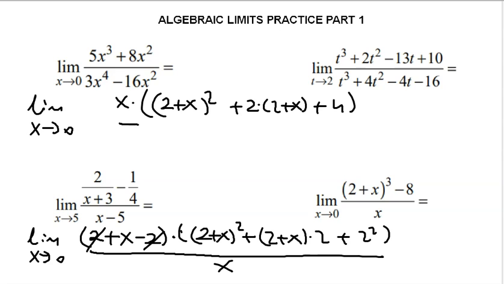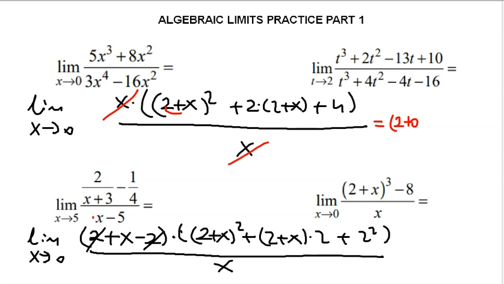which is a polynomial expression, which we can apply the plug-in method to so quickly and easily. And these two x's are going to be gone. So if you plug in 0 right here, we get (2 plus 0) squared plus 2 times (2 plus 0) and plus 4. And now this is 4, and this is 4, and this is 4, so we get the answer as 12.